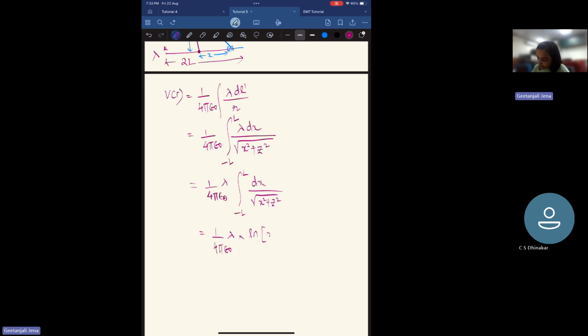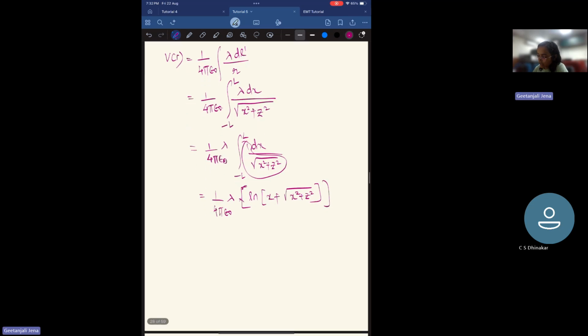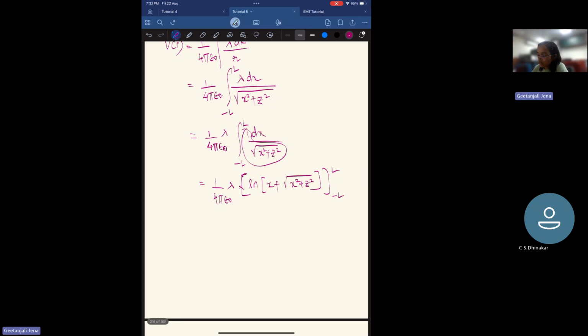So this will be ln of x plus square root of x square plus z square. You can assume x as z tan theta, and you can get the same expression. Okay. But in a problem which will take a longer time, if you already know the formula for this, then you can save time also. So that is why I said to remember the formula. Only a few of the formulas you need to remember. You don't need to remember all the formulas.